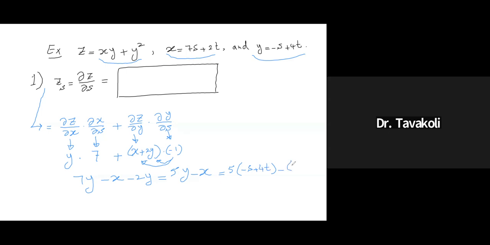What is x? It is 7s plus 2t. Now, if you distribute 5 over the parentheses and distribute the negative over the other parentheses and simplify, you will get minus 12s plus 18t. So the answer is minus 12s plus 18t.